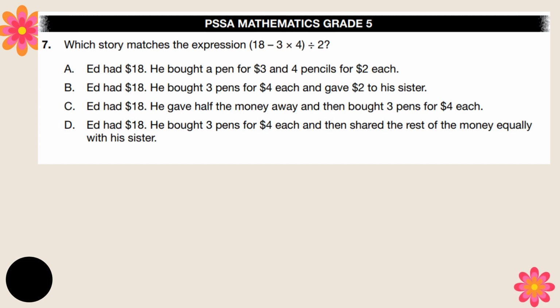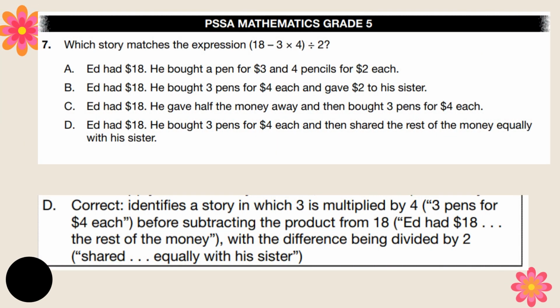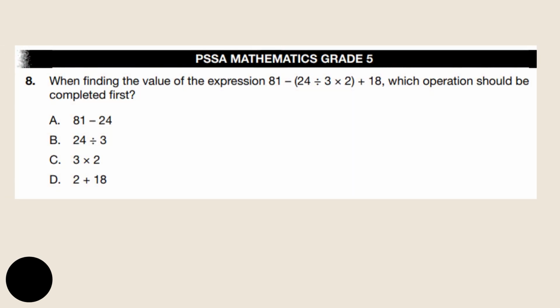Question number 7. Which story matches the expression 18 minus 3 times 4 divided by 2? Which story matches? Here are some stories, guys. First you need to analyze. First you need to identify the story in which 3 is multiplied by 4, that is 3 pencils for 4 each, before subtracting the product from 18, the rest of the money, with the difference being divided by 2, so equally with his sister. So here's the correct answer. You got that right. Let's go to the next, number 8.